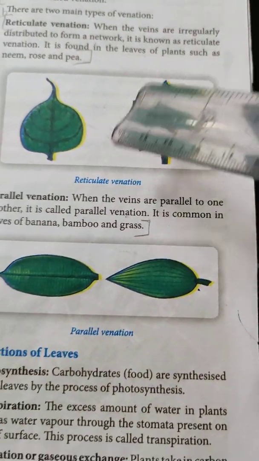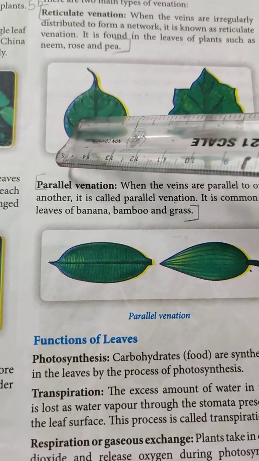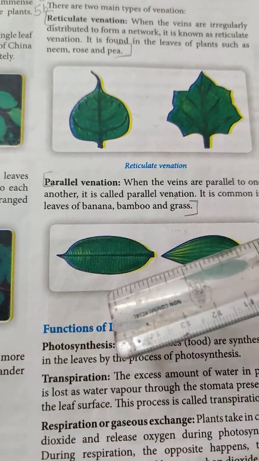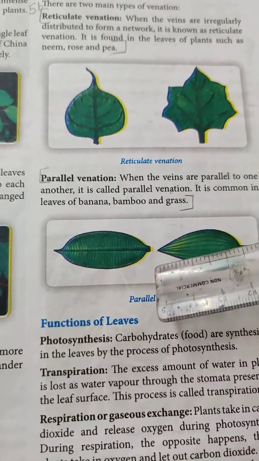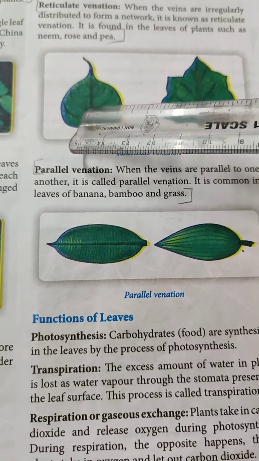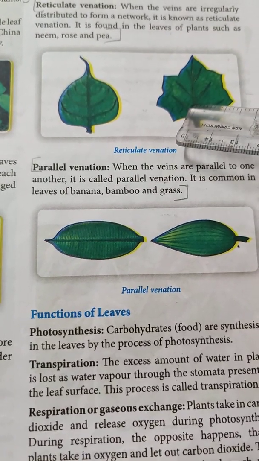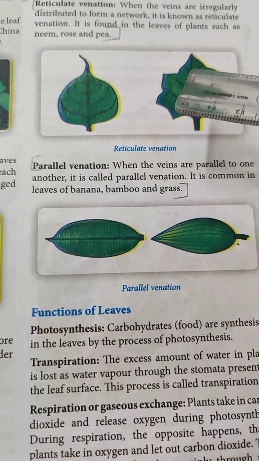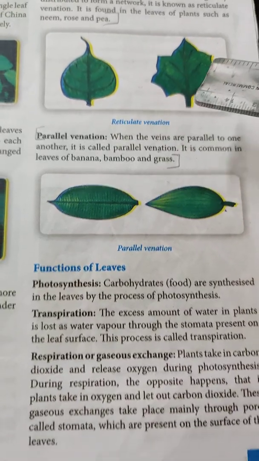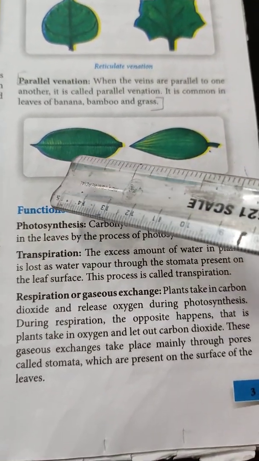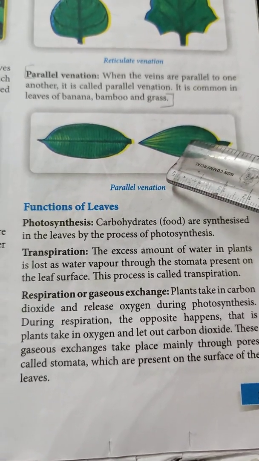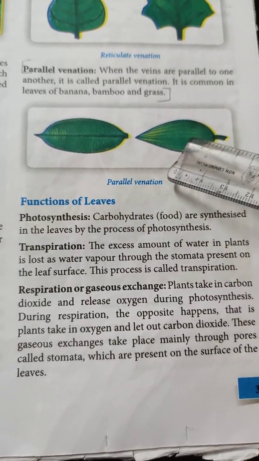Now we come to leaf venation. How the veins are arranged on the leaf is known as venation. There are basically two types of venation: reticulate venation and parallel venation. In reticulate venation, the veins run irregularly to form a network on the leaf lamina. Plants such as rose, neem, pea show reticulate venation. In parallel venation, the veins run parallel to each other, as you can see in these two leaves. This venation is known as parallel venation.